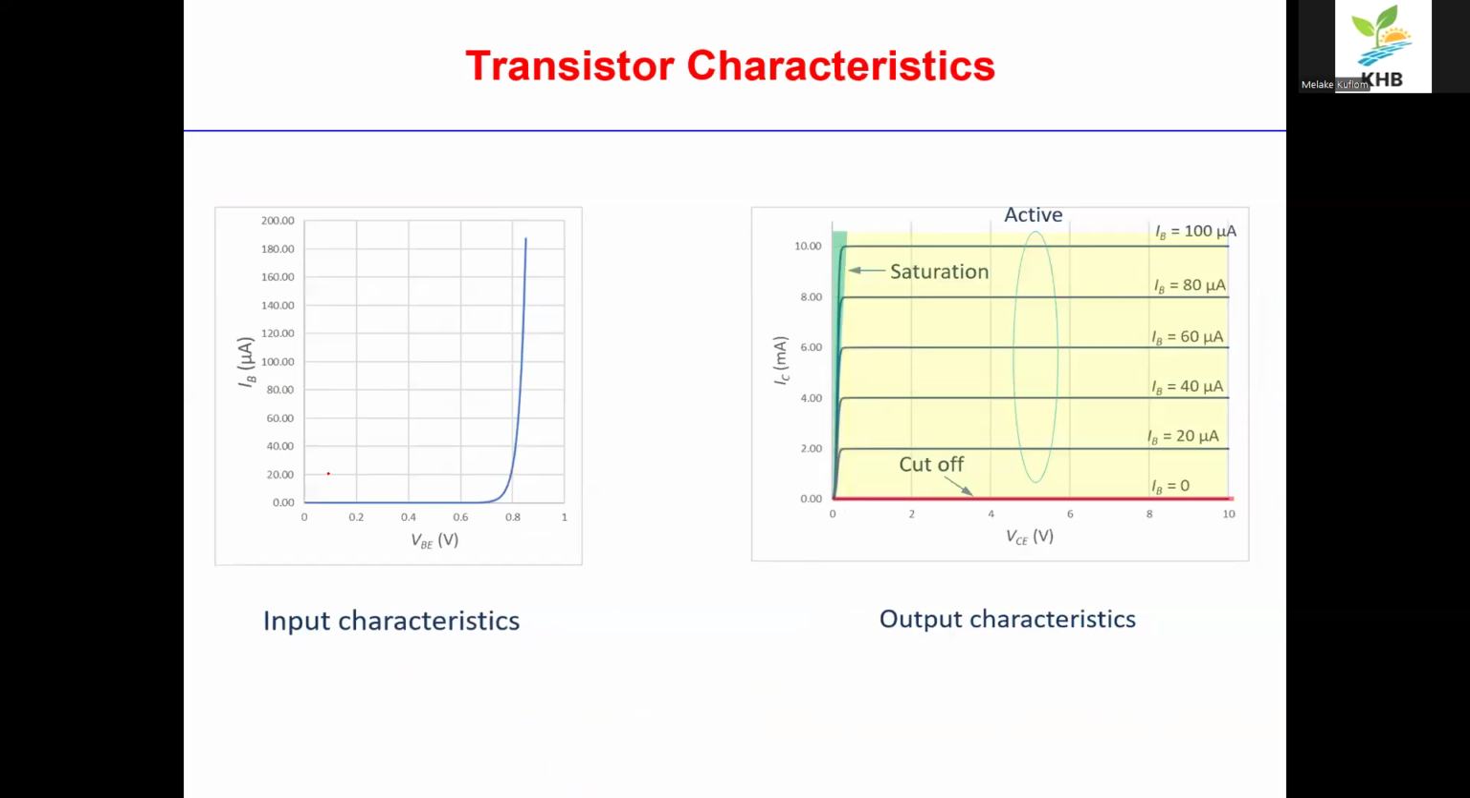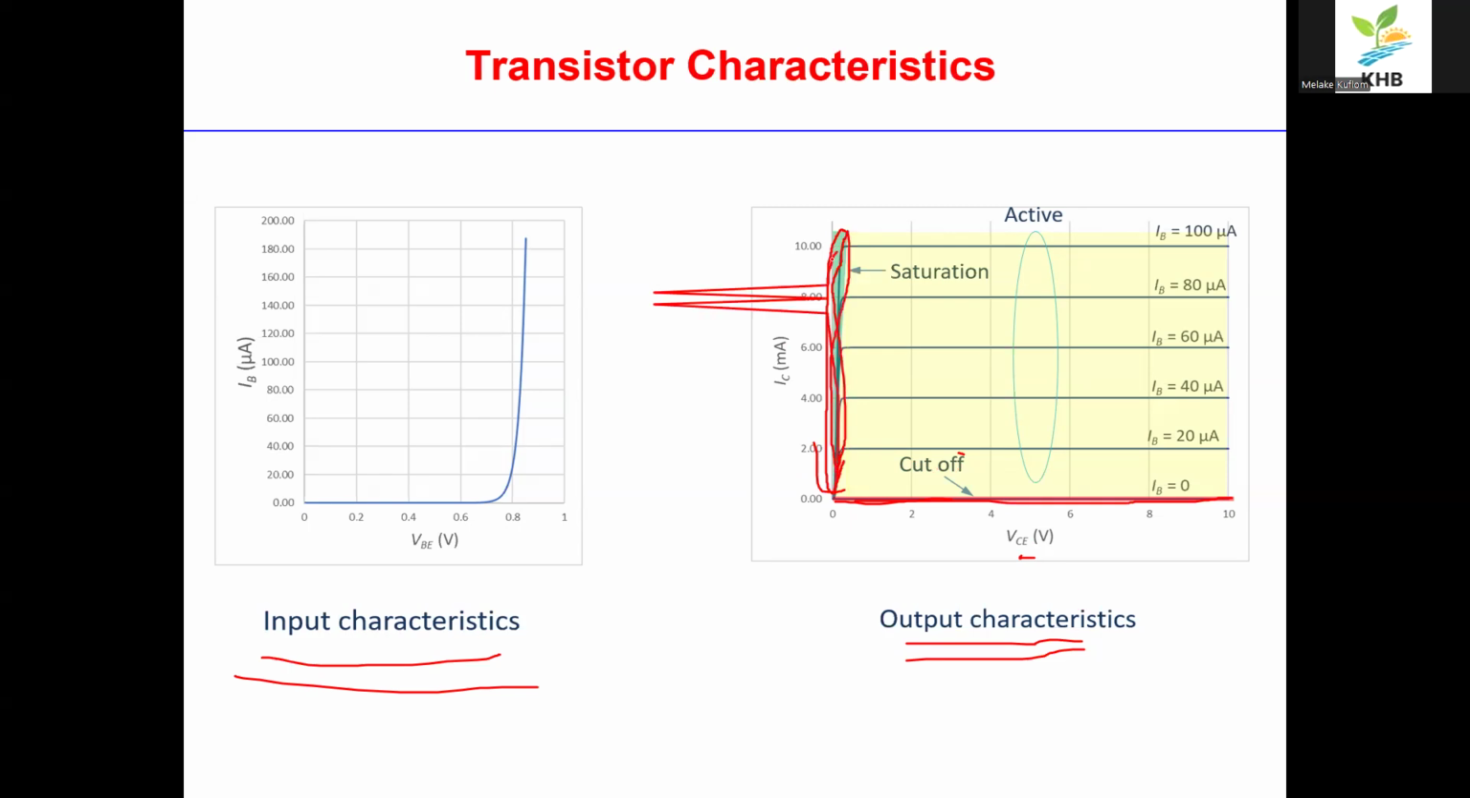So this is the input characteristics, and this is the output, where we have different scenarios. In here we have the cutoff region, which means the collector current is 0 although the collector-emitter voltage increases from 0 to 10. And in this region, the blue shape, is the saturation region, where the transistor would not operate as an amplifier. But in here, it is the active mode.